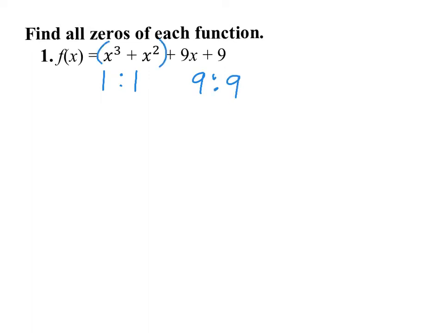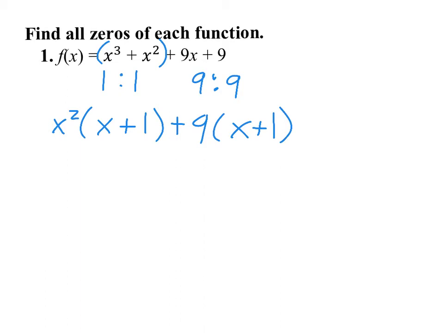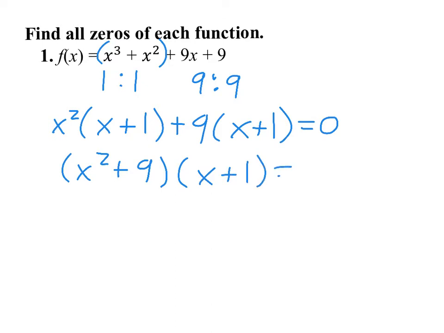So from the first group, I can take out x squared, leaving behind x plus 1. From the second group, I can take out a positive 9. We're finding the 0, so that means equal it to 0 and solve. X squared plus 9 goes together. X plus 1 has its own parentheses. It is not squared because it's addition.